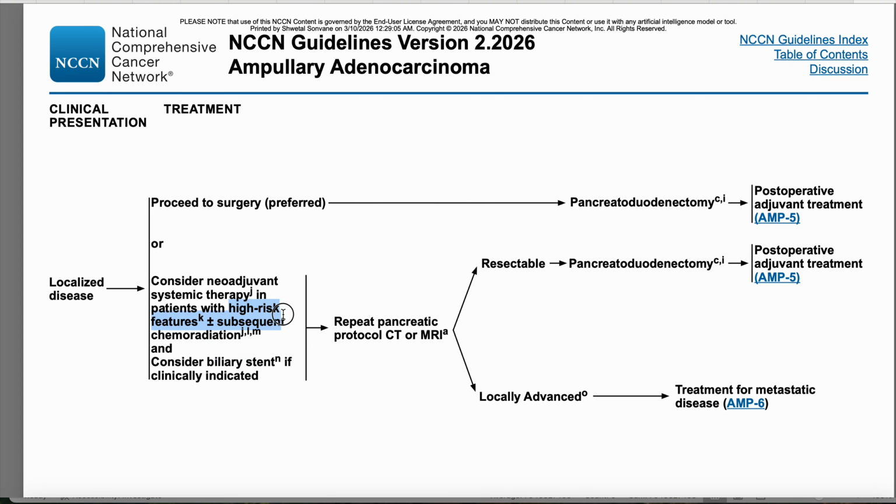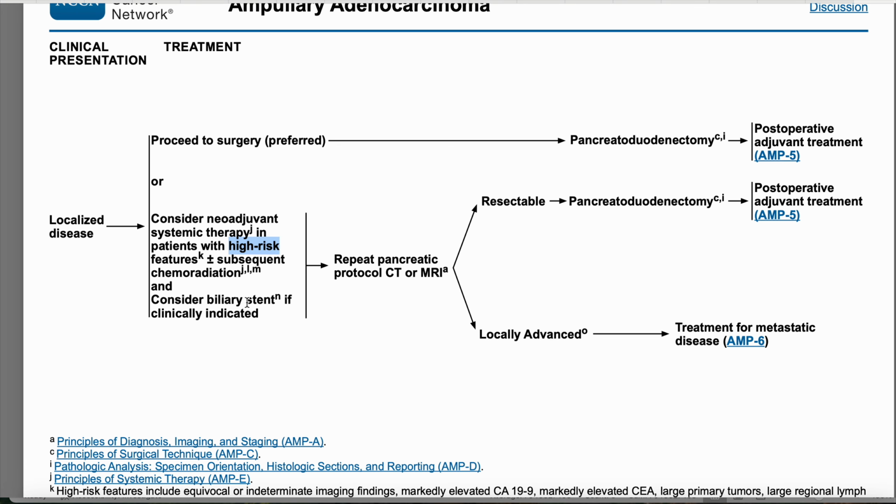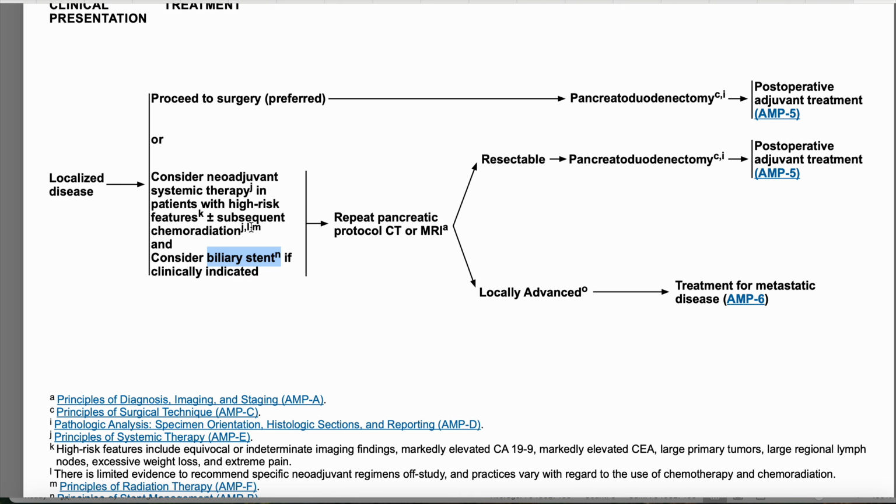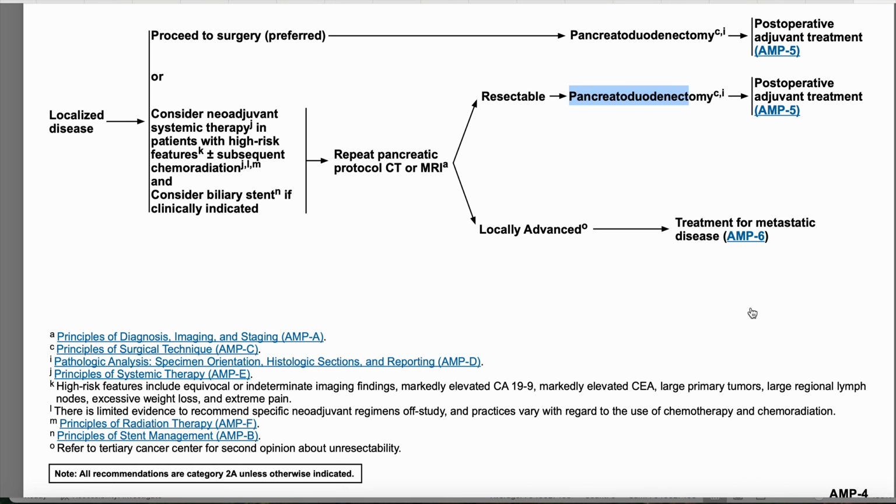Now what the high risk features are, we will see. Plus or minus subsequent chemoradiation, and consider biliary stenting if clinically indicated. Post neoadjuvant chemotherapy or chemoradiation, we will do repeat CT or MRI, and if it is resectable, we will go for pancreaticoduodenectomy and then adjuvant treatment. If it is locally advanced, then treatment for metastatic disease.